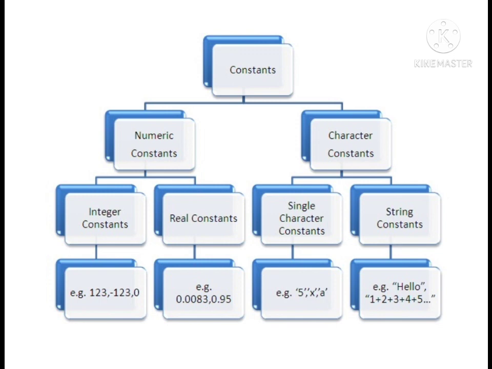Next is the string constant. A string is a set of alphanumeric characters. It is a combination of alphabets, digits, and any special symbols. But string constants are enclosed within double inverted commas. For example, you can write any string like this: "computer" enclosed within double inverted commas, "2016" enclosed in double inverted commas, etc.